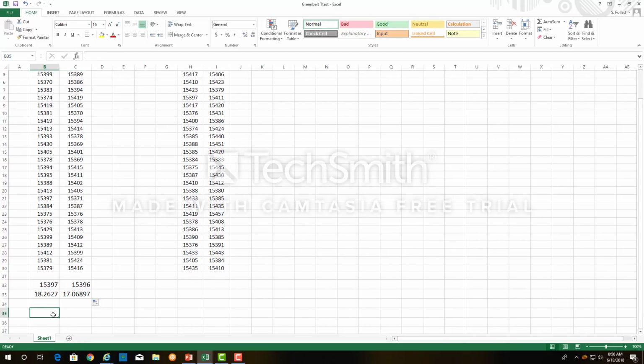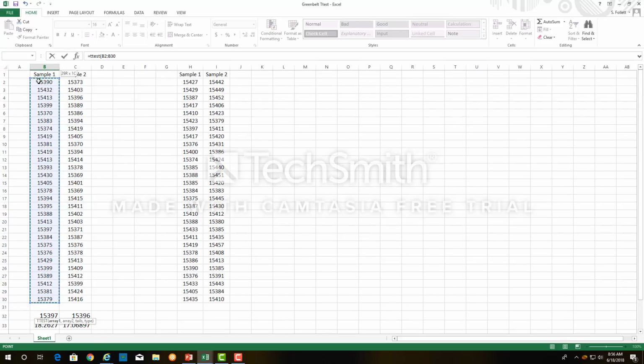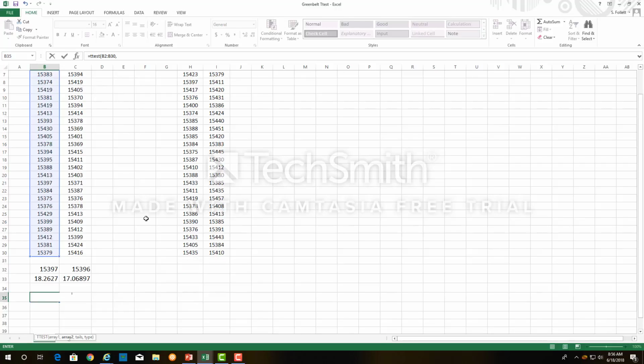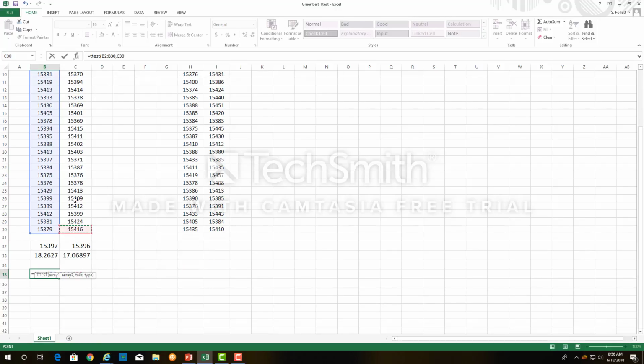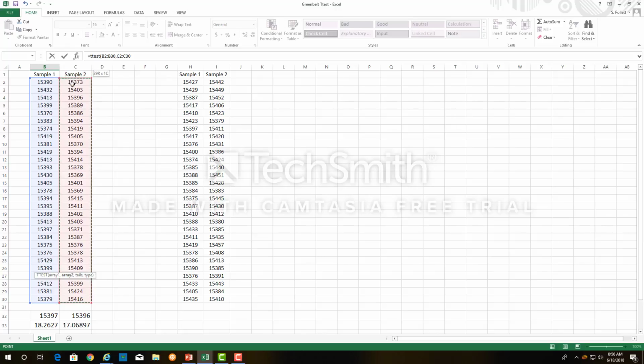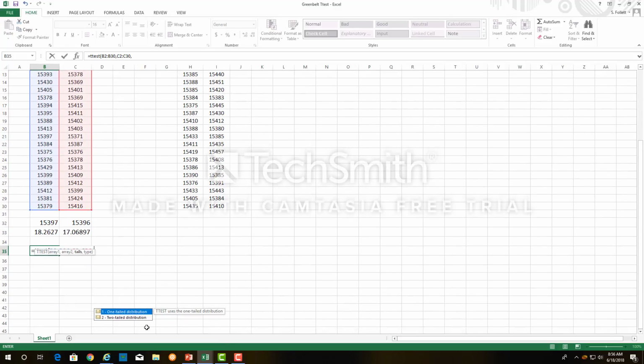So the way I do that is I'll come in here and I'll type in t-test. And it's going to ask me for array 1. That'd be this group here. Okay, it's going to ask for array 2. That'd be this group here. And for the Greenbelt course, I always want to use a two-tailed test. So I'm going to type in a 2 here. Okay, and then this thing here, let's not worry about that, but we're always going to use number 2 here.